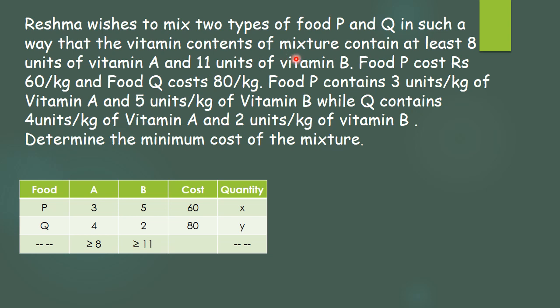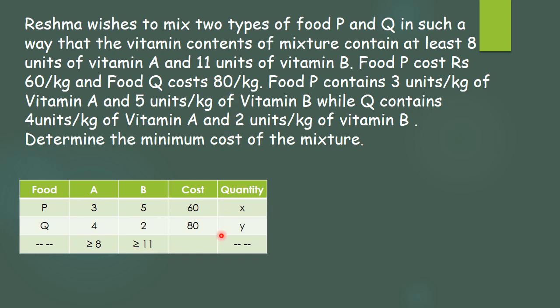At the same time, they have stated that when we mix these two types of food, ultimately the quantity of vitamin A must be at least 8 units. What is meant by at least? Minimum it should be 8. It can be more than 8. And so here we have written greater than or equals to 8. Your requirement of vitamin A is greater than or equals to 8, and for vitamin B it is greater than or equals to 11.